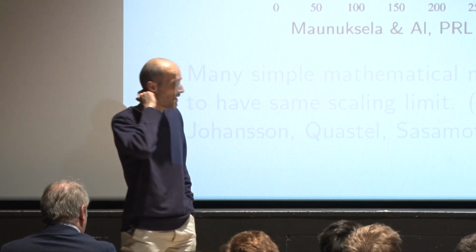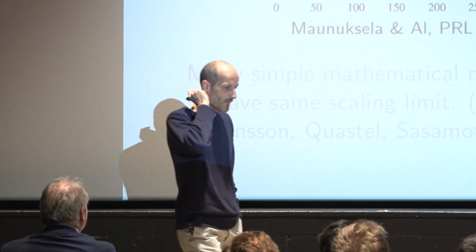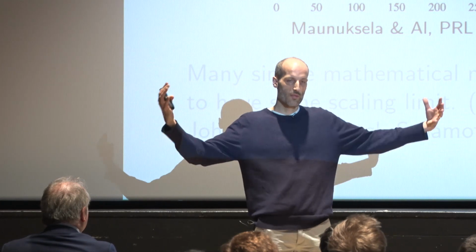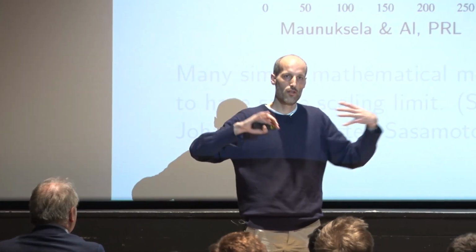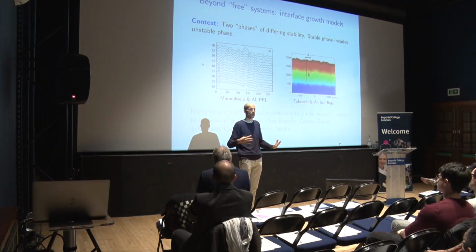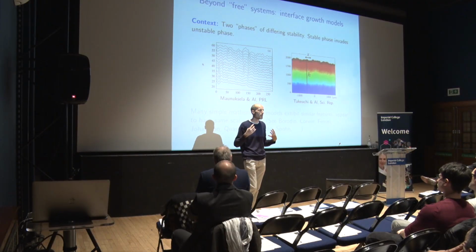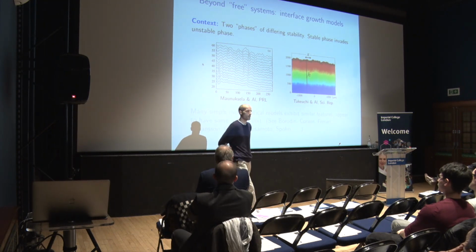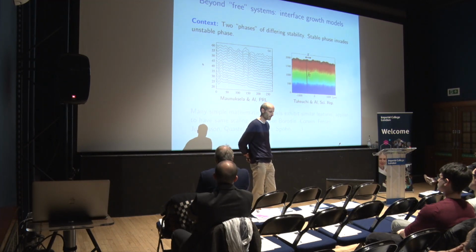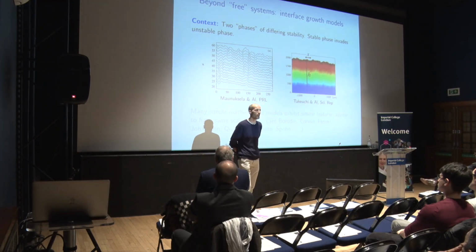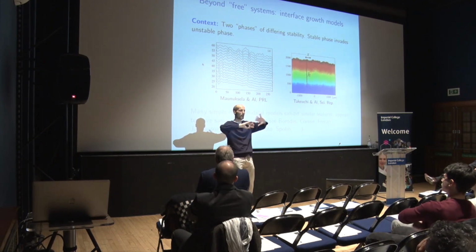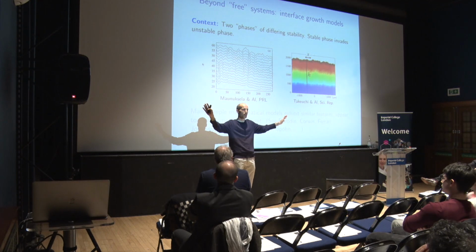Now, here is an example of a situation where, as you zoom out to larger and larger scales, you again see some kind of universal objects, but that object is not free. The example here is interface growth models. The kind of situation you should have in mind is one where you're again in 2 dimensions.